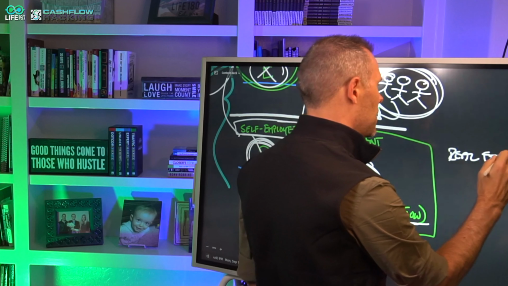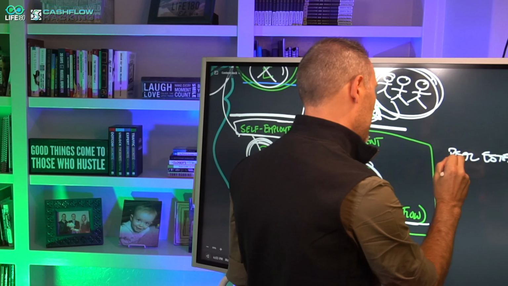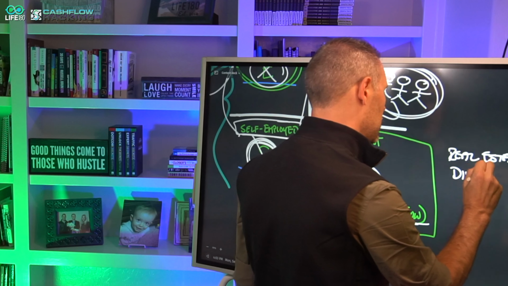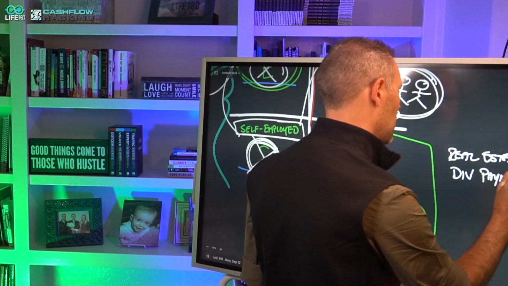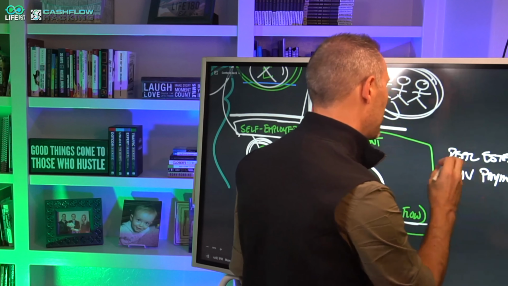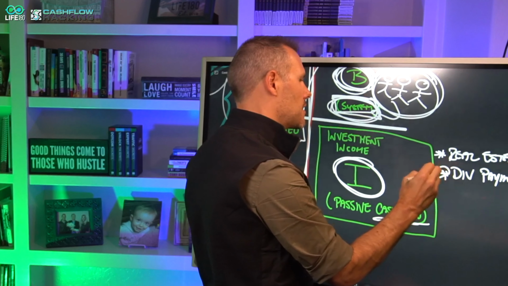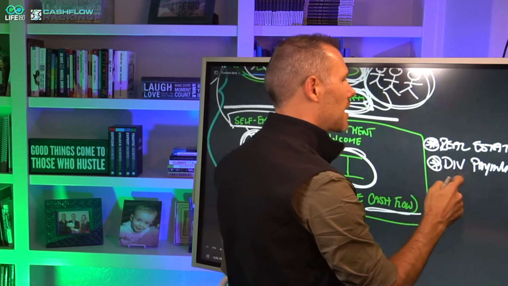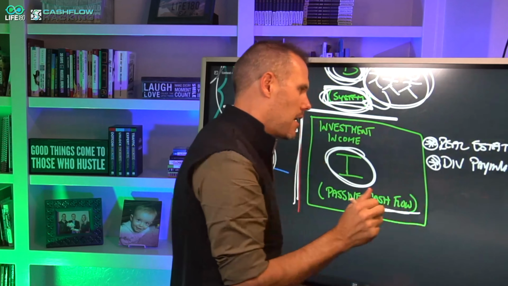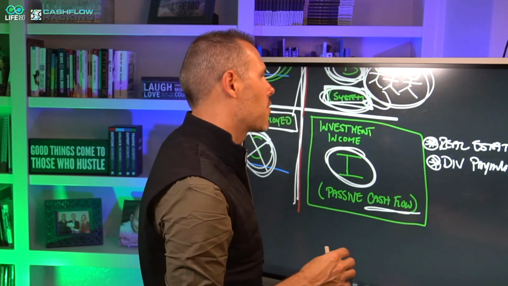It can be real estate, it could be dividend paying stocks, right? Stocks, it could be a lot of different things, but these are two of the things that I think are really popular. Real estate could be turnkey, it could be short-term, it could be long-term rentals. There's a lot of different ways to go about it.